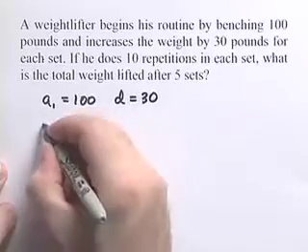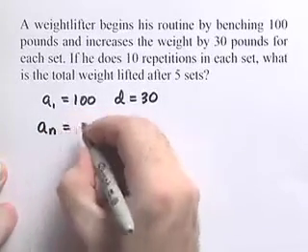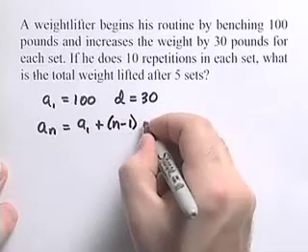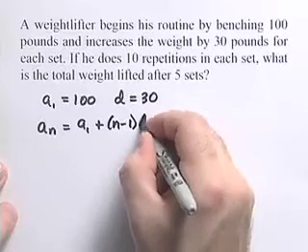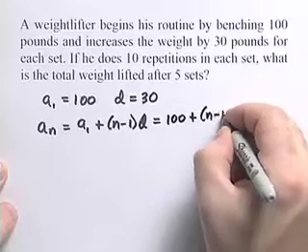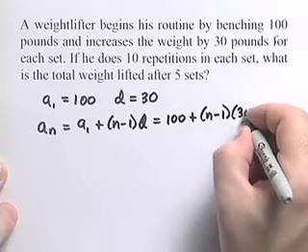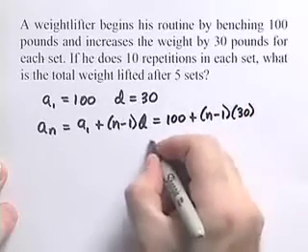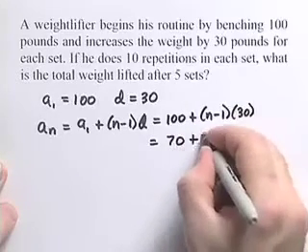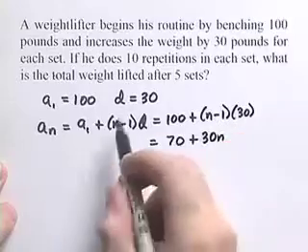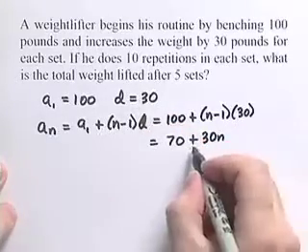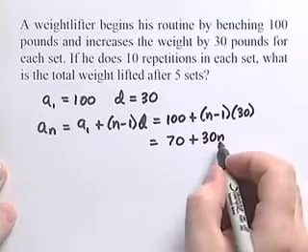So we'll have our general term a sub n, which is the first term plus n minus 1 times the common difference. In this case it will be 100 plus n minus 1 times 30. So we'll get 100 minus 30 is 70, and then plus 30n. So if there was 1 repetition in each set, the nth term would give us 70 plus 30n.